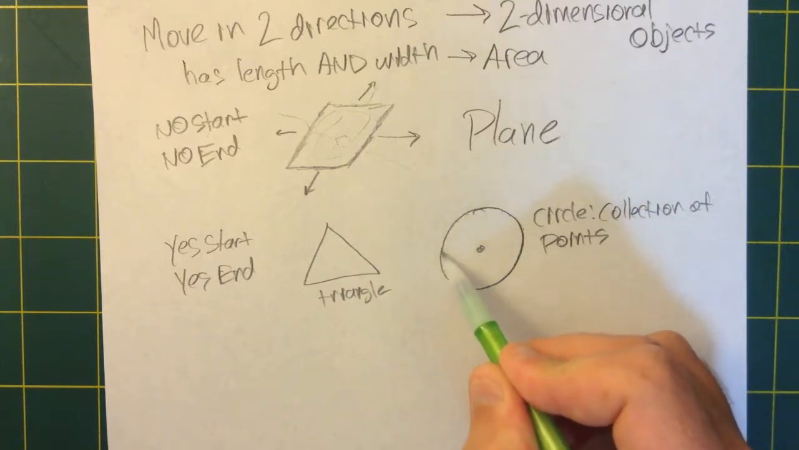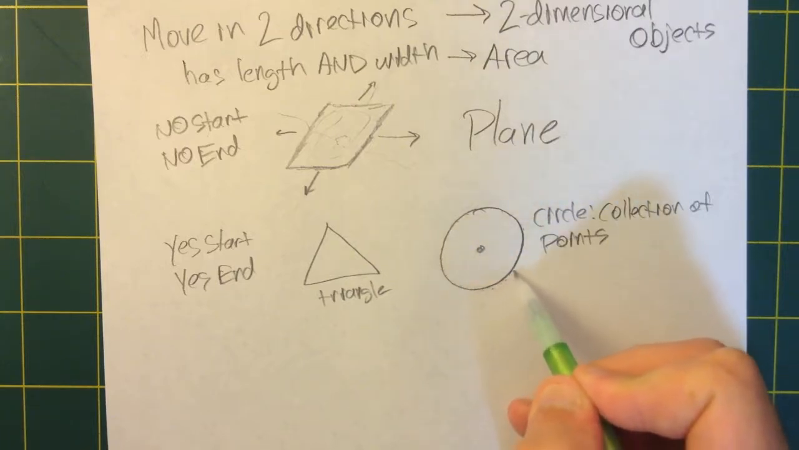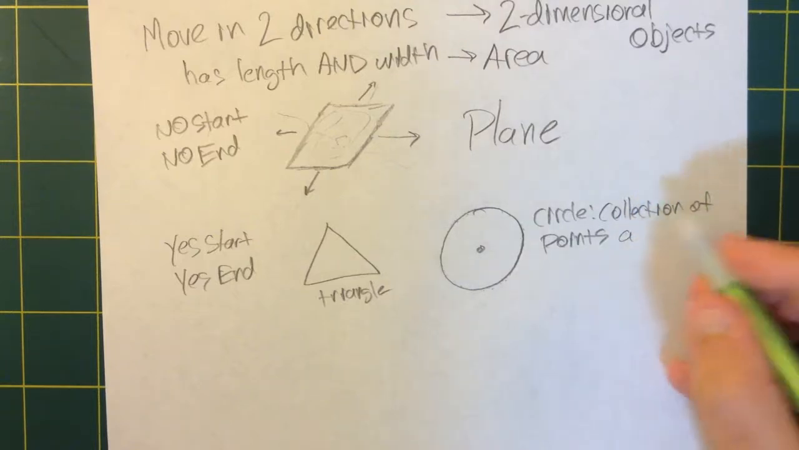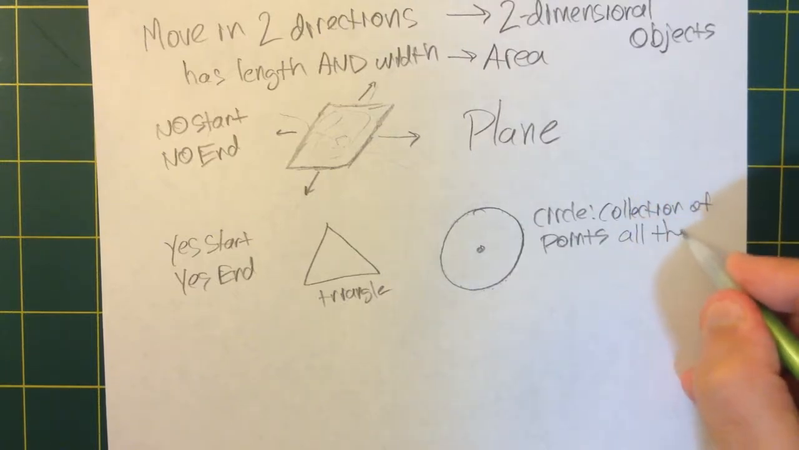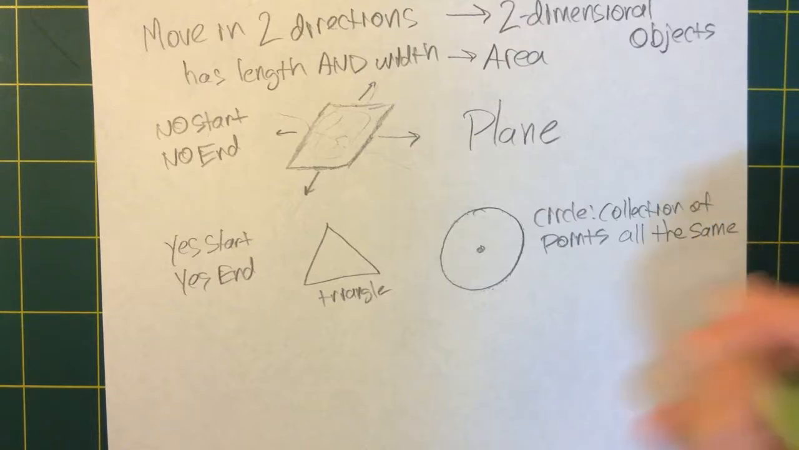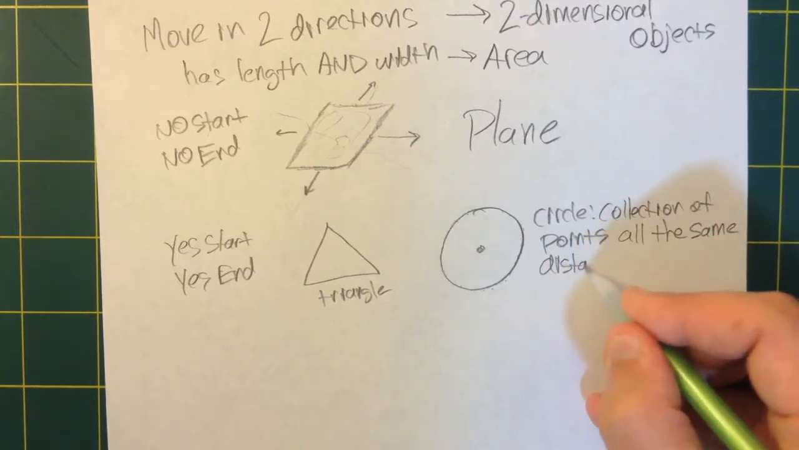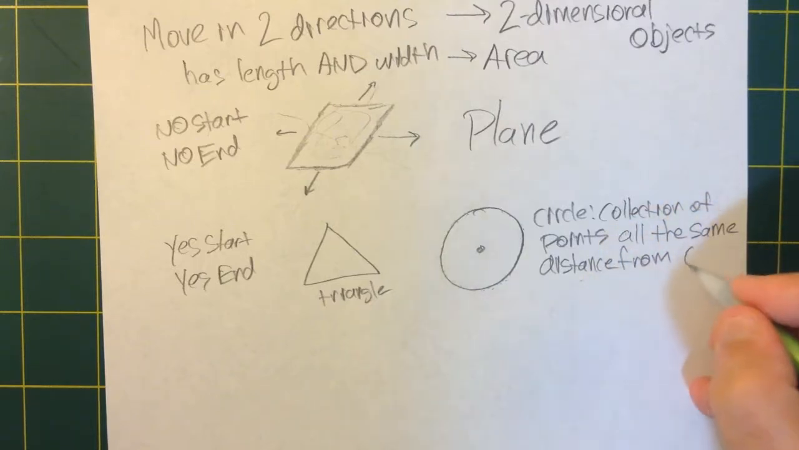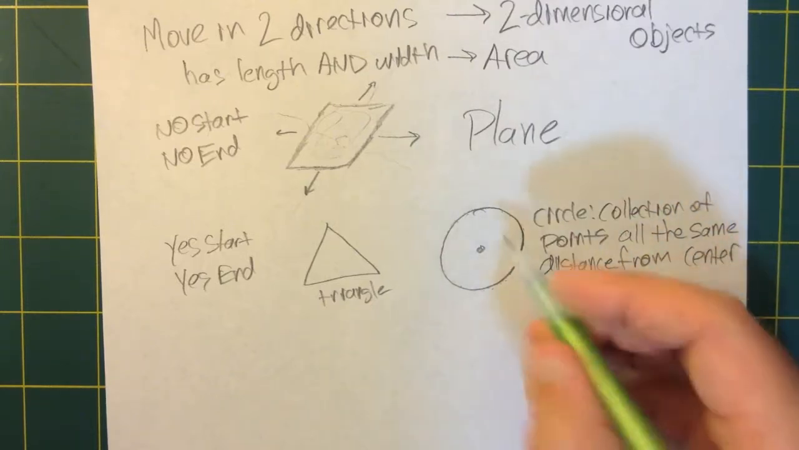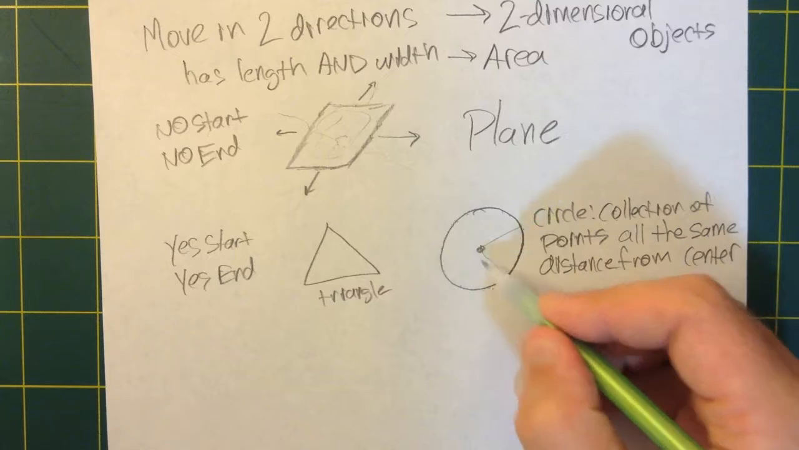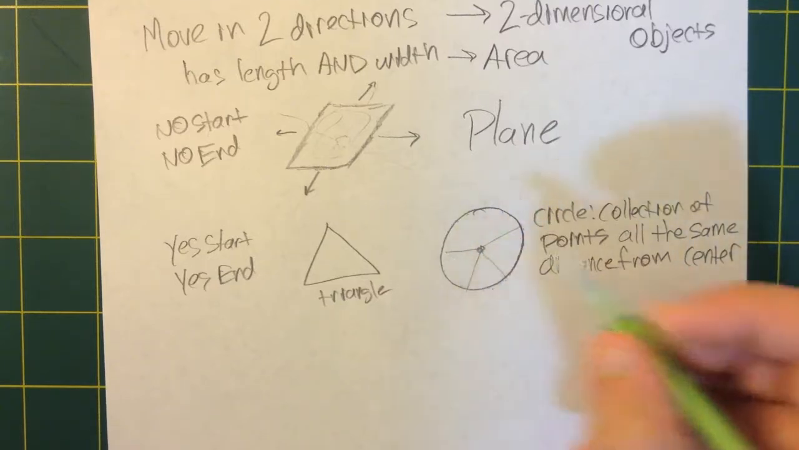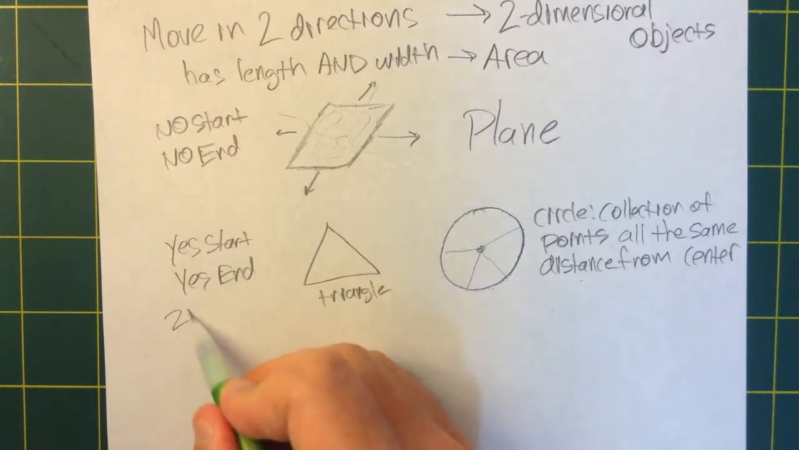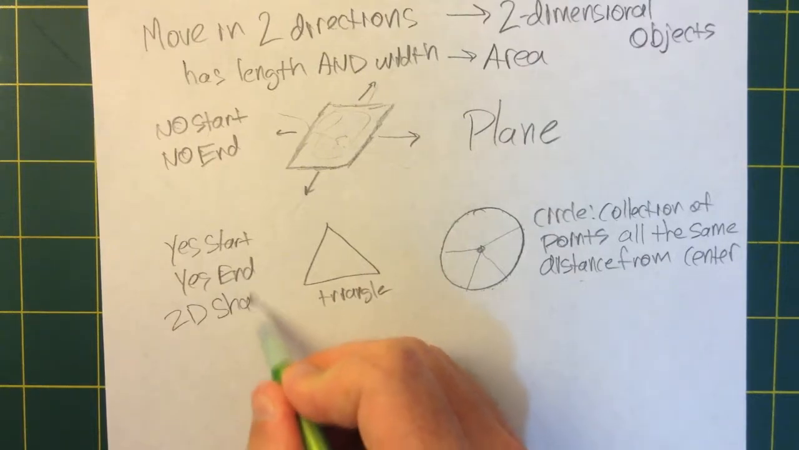And what makes an object a circle, what's special about a circle, is that this collection of points are all the same distance from the center. So that distance is the same as that, the same as that, and the same as that. And these are just two examples of what we would call 2D shapes.